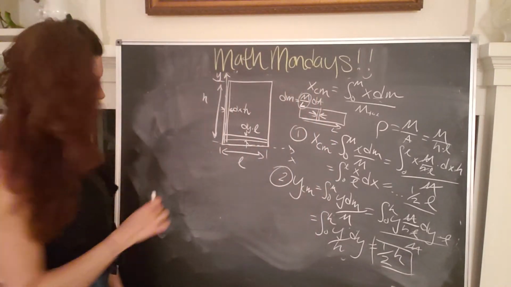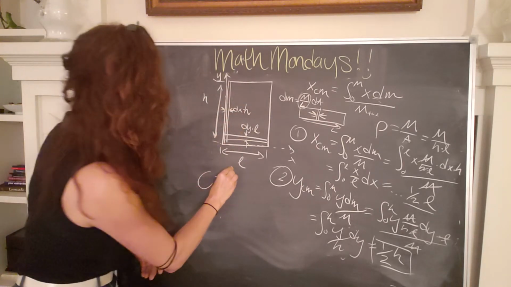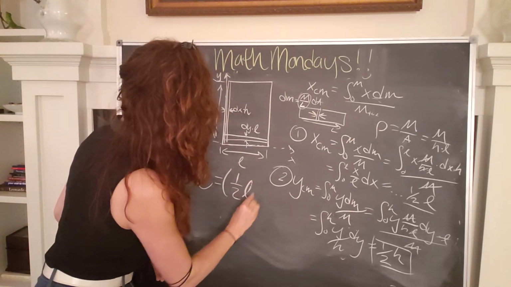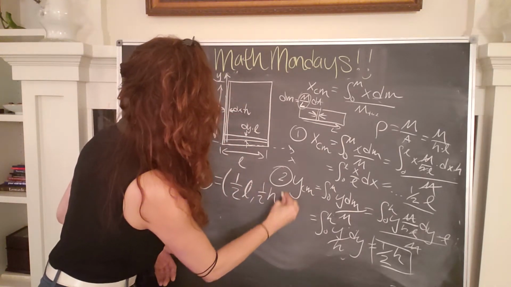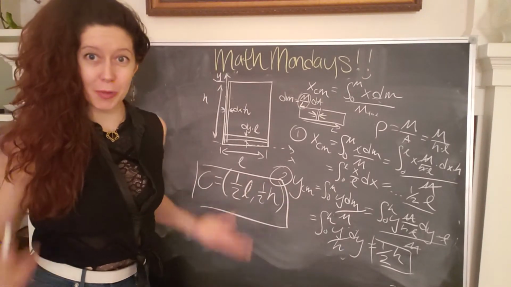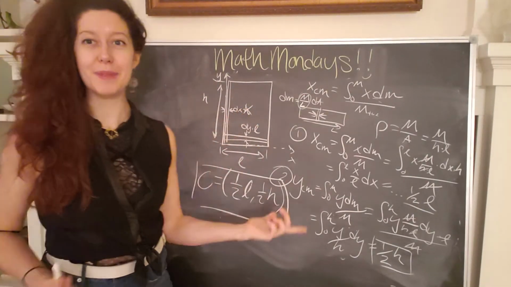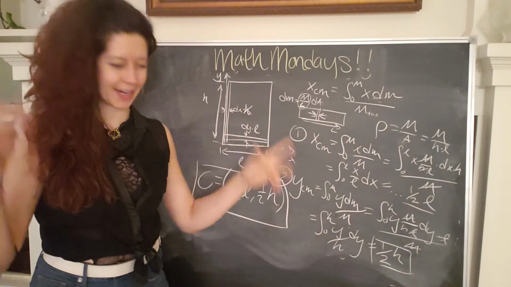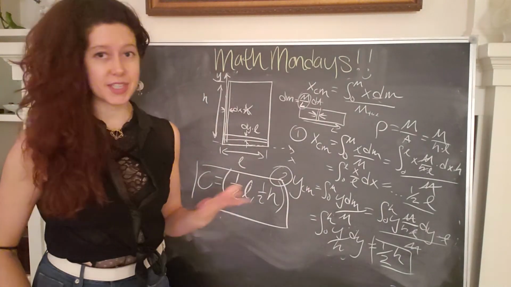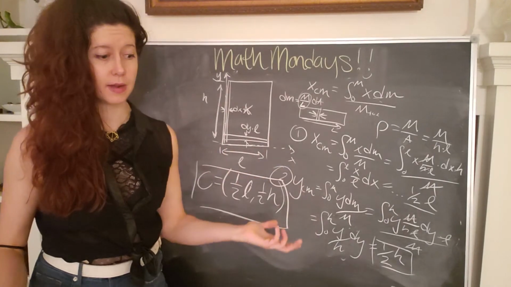Not so bad, right? So now the coordinate for our center of mass of this rectangle is just 1/2 L, 1/2 h. Oh yeah. Boom, just what we would expect. The center of mass is smack dab in the middle of our rectangle. Yay! Okay, so that's what happens when we have a uniform distribution of mass.